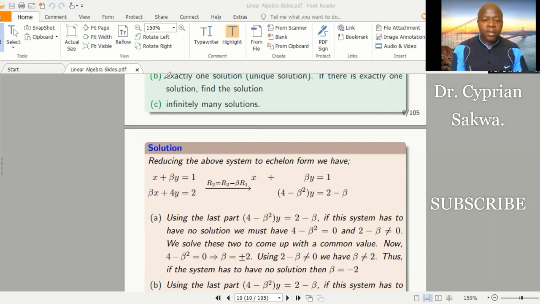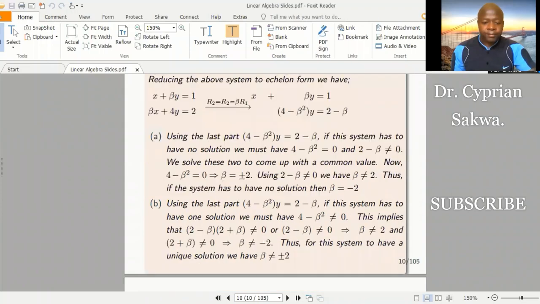Now, part B was, what should beta be if the system is to have exactly one solution, or a unique solution? And it continues and says that if there is exactly one solution, find that solution. So we go back to this echelon form of our original system and look at the last row. If this system was to have one solution, then this part should not be equal to zero, and this part also should not be equal to zero. If that happens, then this system would have one solution.